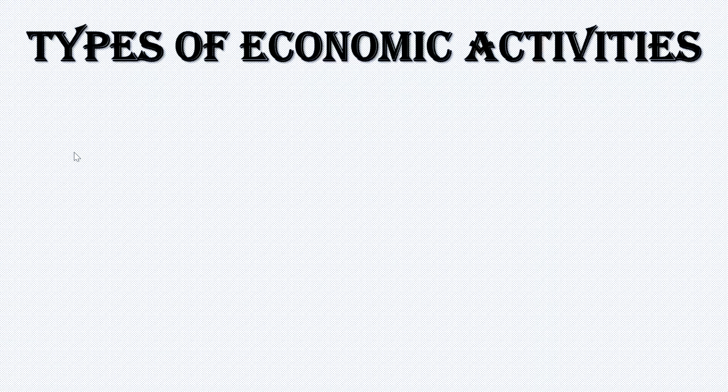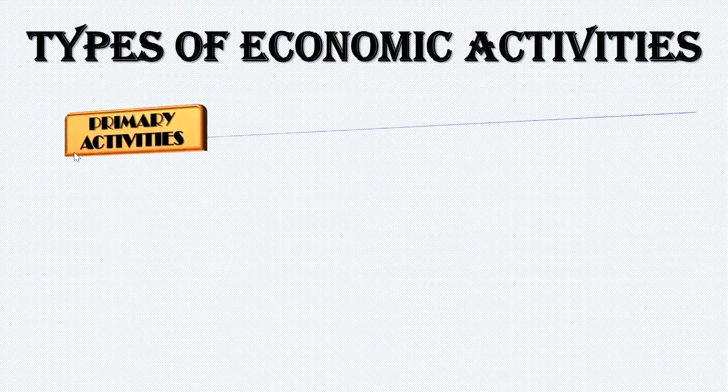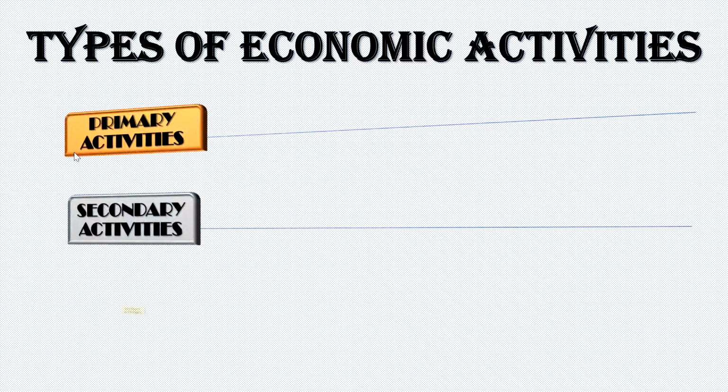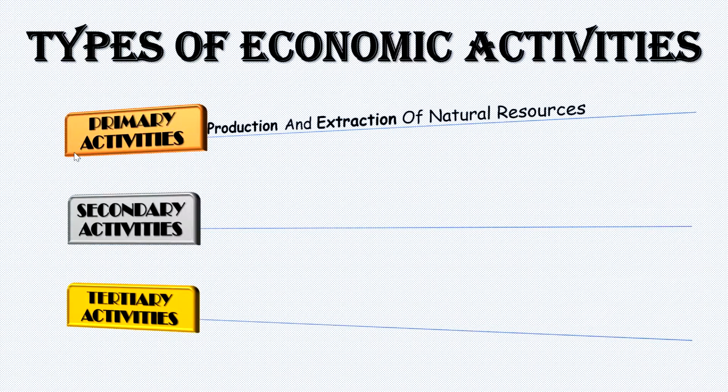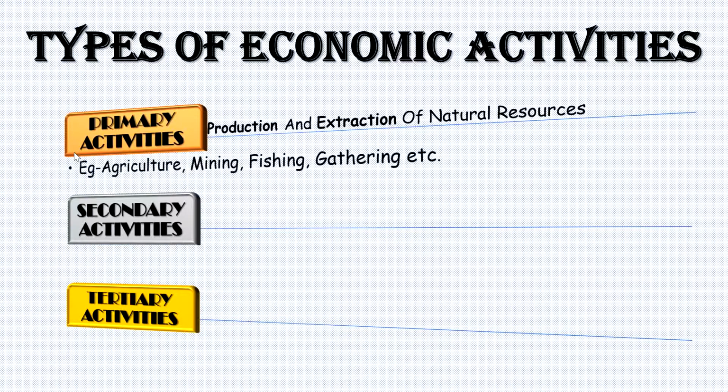Now let's move forward to our next topic, which is types of economic activities. Basically, there are three types: primary activity, secondary activity, and tertiary activity. Primary activity is related to the production and extraction of natural resources. Agriculture, mining, fishing, gathering, these are all examples of primary activities. In agriculture, we have the production of grains and different things. Therefore, it comes under primary activity. And the same with mining, fishing, gathering.